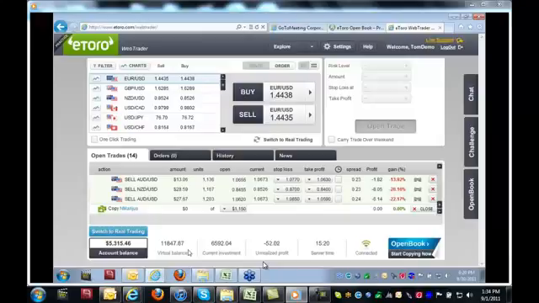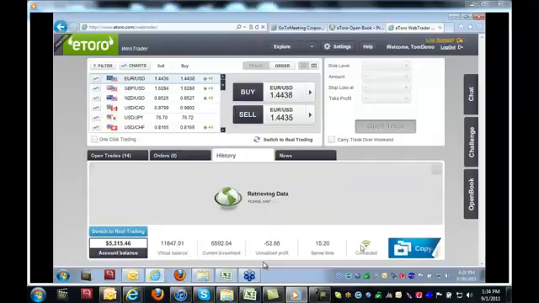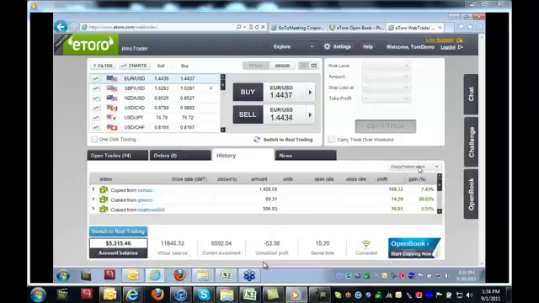I opened this account about 7 weeks ago when we launched the copy trader. And I opened the demo account very much like everybody else with $10,000. I made 18.5% in 7 weeks, and I did not open a single position myself. Want a proof? Let's go to the history, and let's look at that.